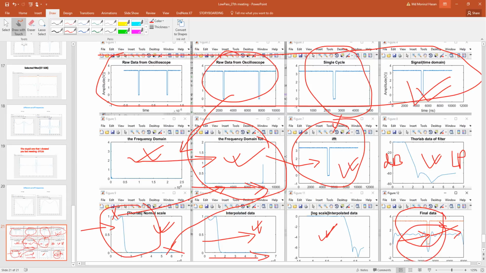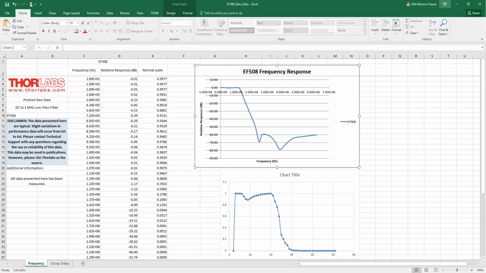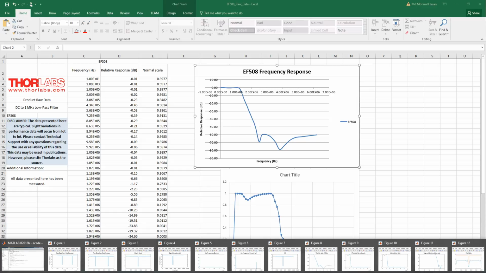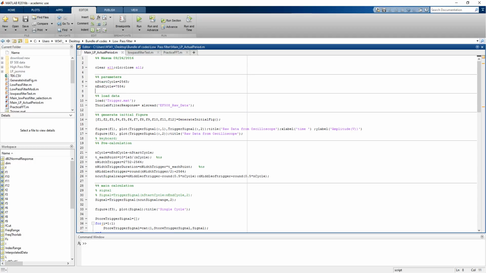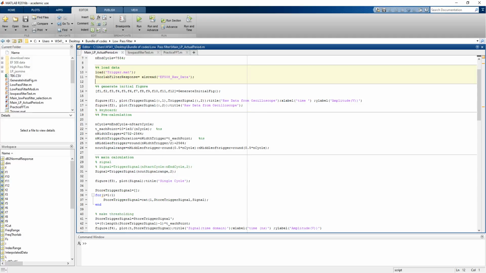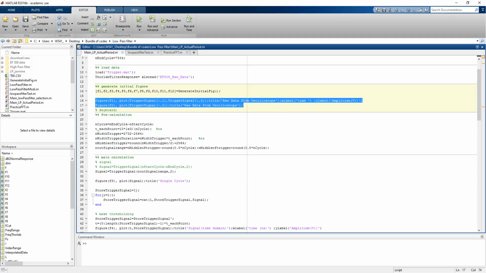So let's go step by step. Let's go to the MATLAB code. In the MATLAB code, what we did is, first we calculated the duration of the time domain signal, and we loaded the Thorlabs data, and we plotted all the data.